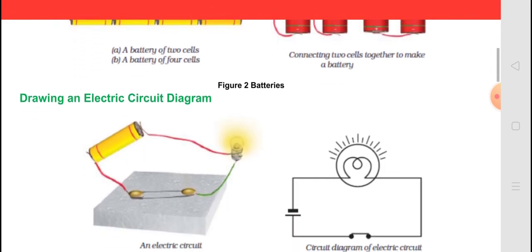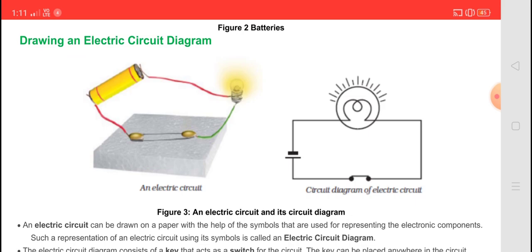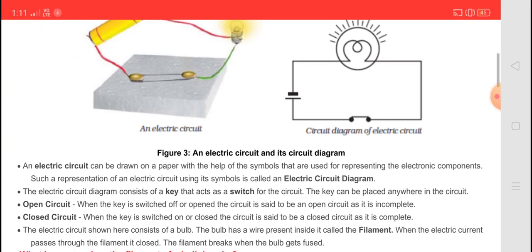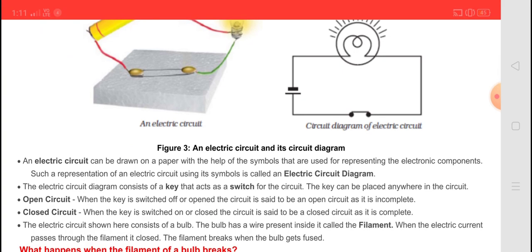Then drawing a circuit diagram of an electric circuit. You can see here an electric circuit can be drawn on paper with the help of symbols used to represent the electric components. Such a representation of the electric circuit using symbols is called an electric circuit diagram. The circuit diagram consists of a key that acts as a switch for the circuit. The key can be placed anywhere in the circuit.